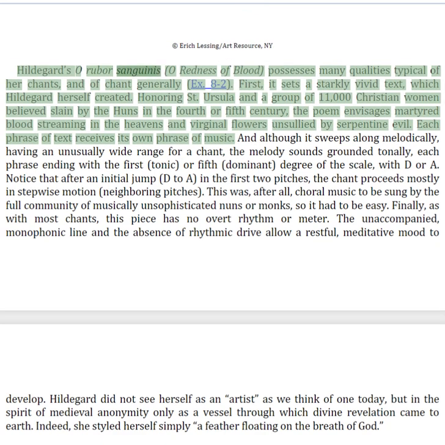Hildegard's O Rubor Sanguinis possesses many qualities typical of her chants, and of chant generally. First, it sets a starkly vivid text, which Hildegard herself created. Honoring St. Ursula and a group of 11,000 Christian women believed slain by the Huns in the 4th or 5th century, the poem envisages martyred blood streaming in the heavens and virginal flowers unsullied by serpentine evil. Each phrase of text receives its own phrase of music.